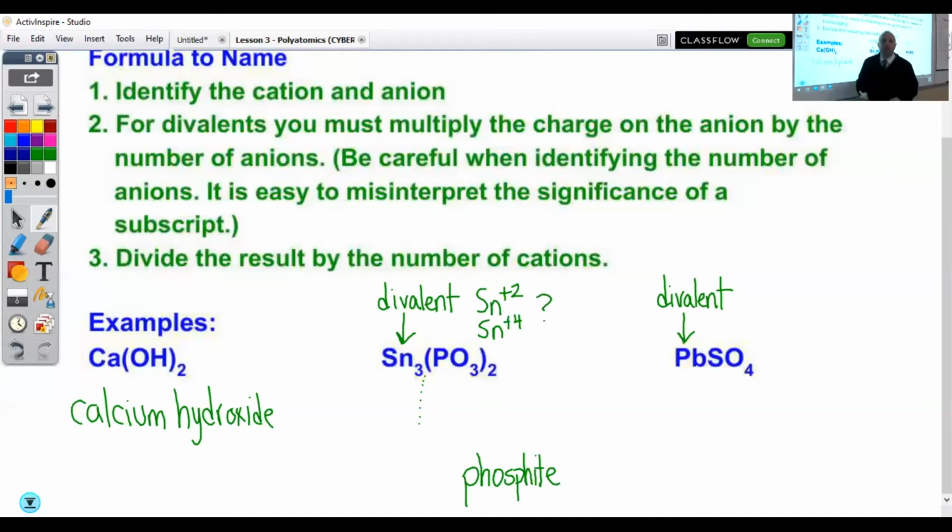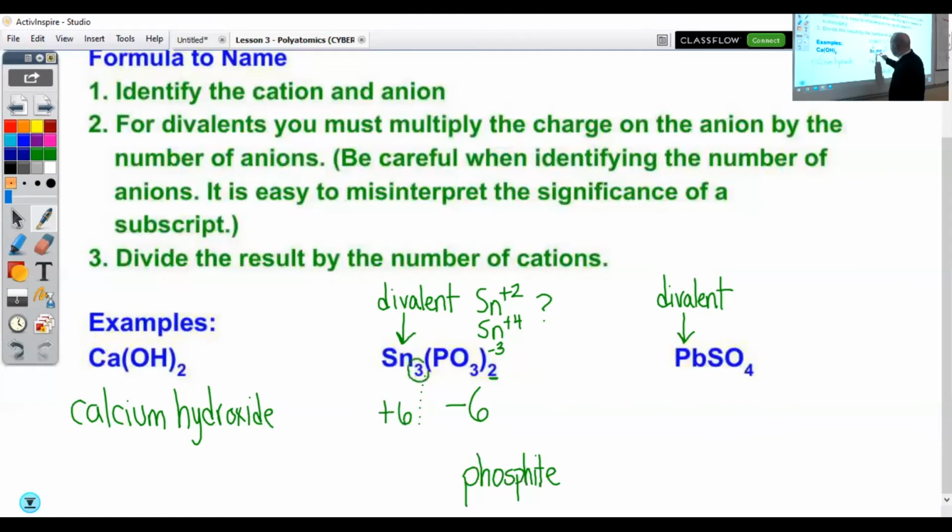Now, the charge on a phosphite ion is -3. So you can write that up here. In this example, I have 2 copies, that's what the 2 means, of this ion, which has a -3 charge. So the right side is -6 overall. That means the left side has to be +6 in order for them to cancel each other out.